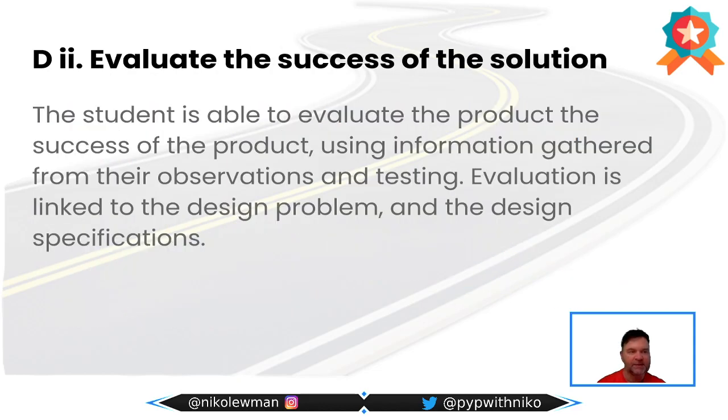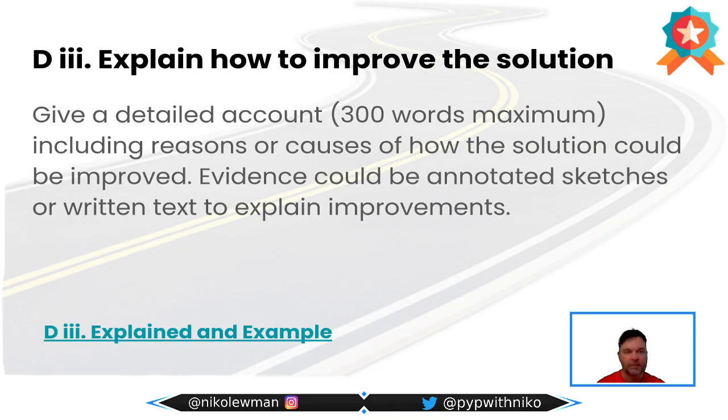D2. Evaluate the success of the solution. The student is able to evaluate the success of the product using information gathered from their observations and testing. Evaluation is linked to the design problem and the design specifications from B1. D3. Explain how to improve the solution. Give a detailed account, 300 words maximum, including reasons or causes how the solution should be improved. Evidence could be annotated sketches or written text to explain improvements.